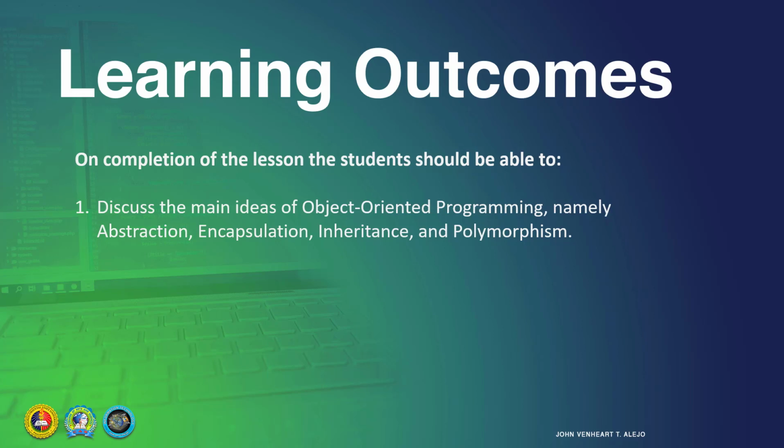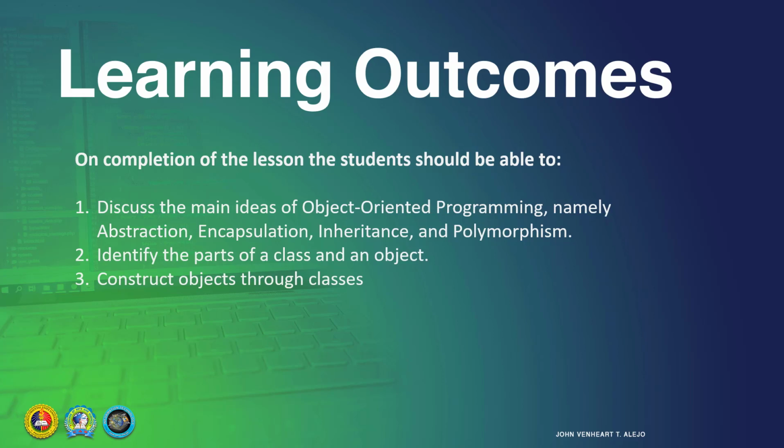for the entire semester. Next is to identify the parts of a class and object. As Baldemar read to us about the meaning of object-oriented programming, he mentioned classes and objects. So right now we can identify the parts of a class and of an object. Then, be able to construct objects through classes. You are able to create an object using classes and focus on the importance of object-oriented programming. Okay, so those are the four objectives that we are going to target. Once we have finished our lesson, we are able to do the following.